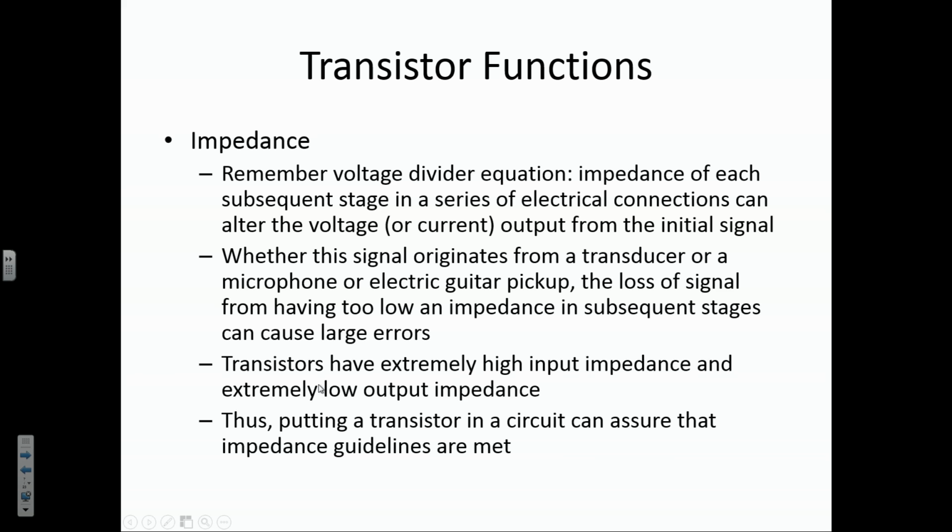So one great thing about transistors is that they have an extremely high input impedance, which you can imagine as your voltmeter impedance or resistance. That is extremely high in transistors, and they have extremely low output impedance. And this basically means that when you put them in the circuit, you can assure that the impedance guidelines for that circuit are met, and you can do a very good job of representing the input signal to that transistor.